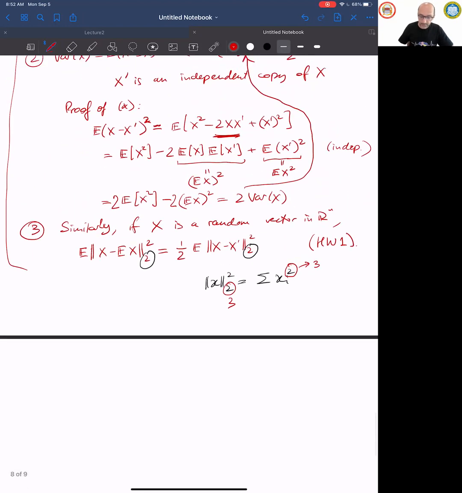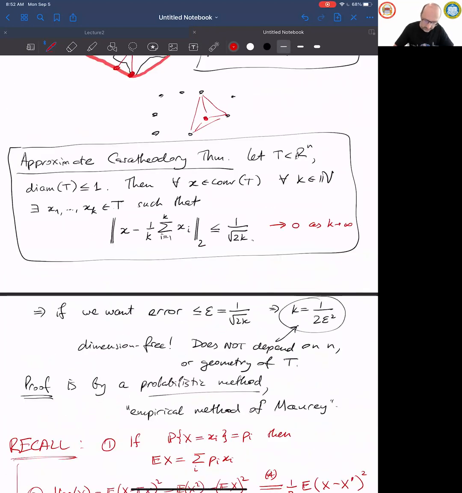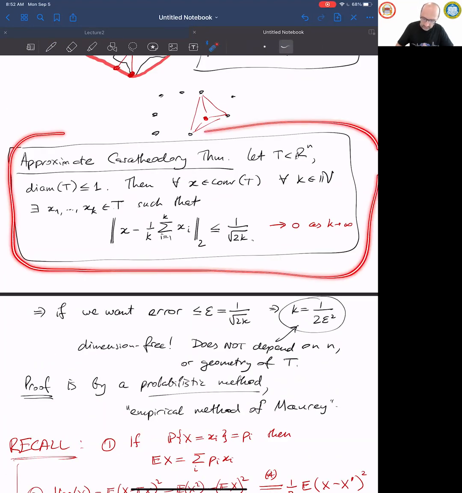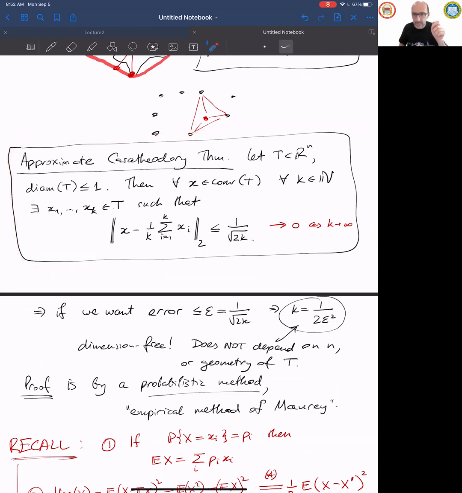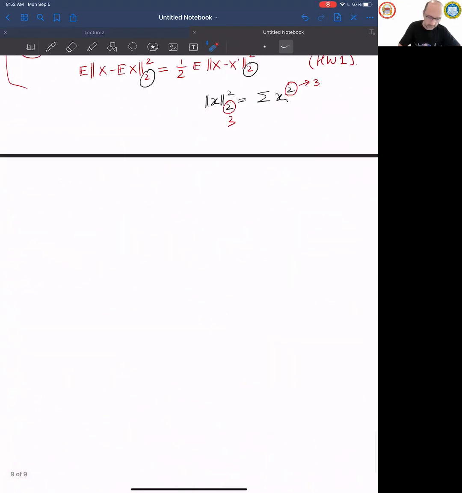That's our background. Now let's prove the approximate Caratheodory theorem. So again, what's the game? Someone gives us t. Someone gives us a vector x in the convex hull, and because it is in the convex hull, it is representable as a convex combination. Our goal is to find the shortest convex combination possible, a very short one. Let's do it in a probabilistic way. There will be a beautiful proof.